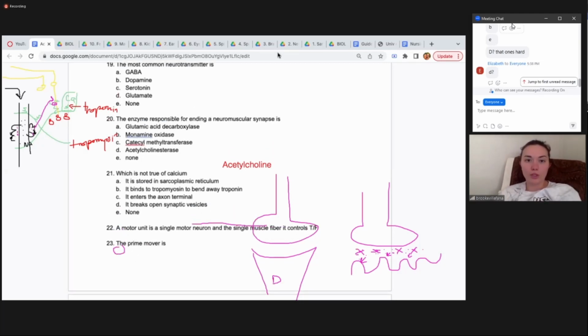Question 21, which of these is not true of calcium?